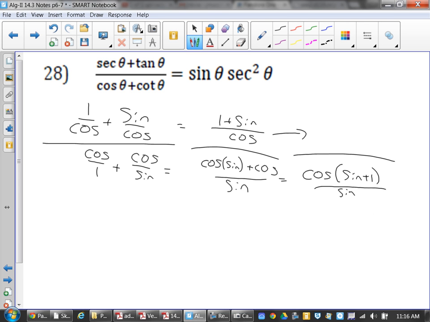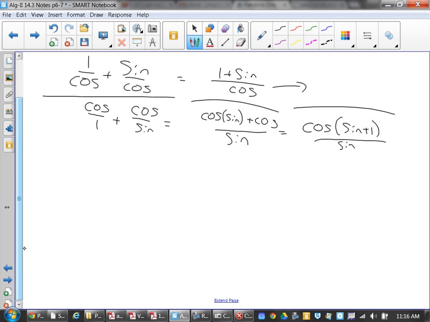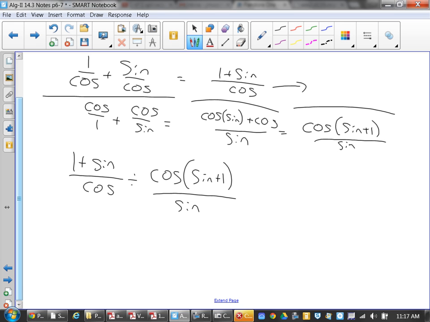Now, I'm going to rewrite this as a horizontal division problem. I have 1 plus sine over cosine divided by cosine times the sine plus 1 over sine. And then you can multiply and flip.